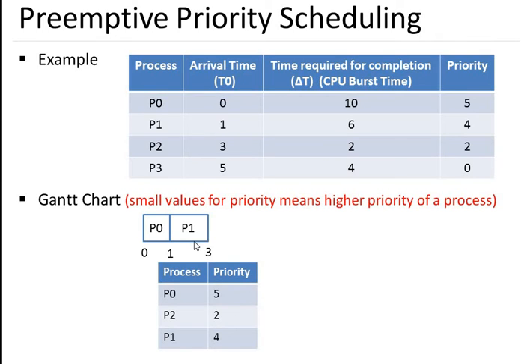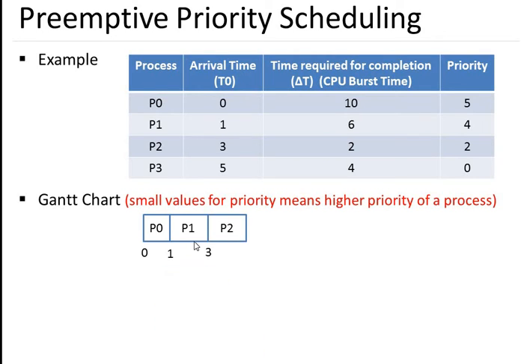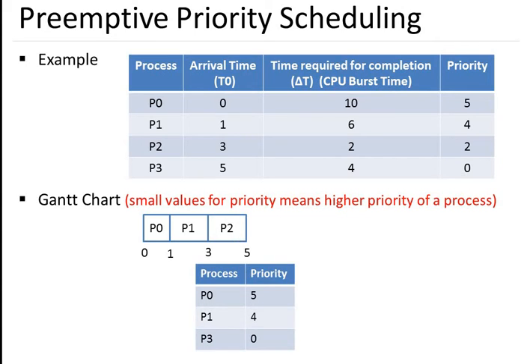So again context switch will occur, and process P2 will be executed. How much time does it require to complete its execution? 2 units. So from 3 to 4, 4 to 5. Till now this process is executed, it required just 2 units, and it has completed now. So P2 is finished. Now you have these 3 processes, P0, P1 and P3.